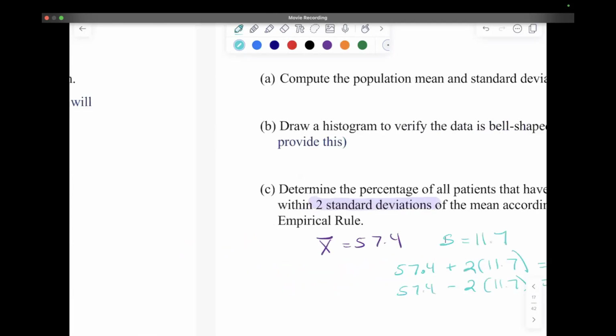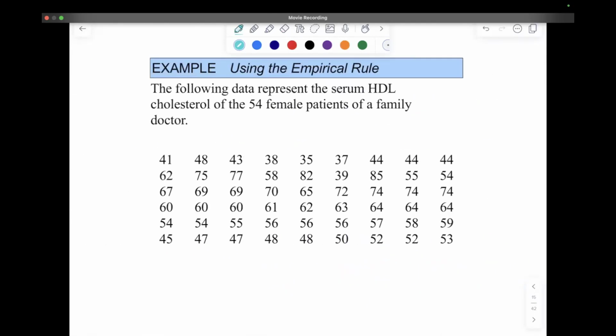So let me go back to my data set. There it is. I'm just going to highlight them, mostly because I like my highlighter tool, and I'm going to look for which ones are between those two values. Might be easier to go the opposite direction, but I don't want anything lower than 34 or greater than 80.8.